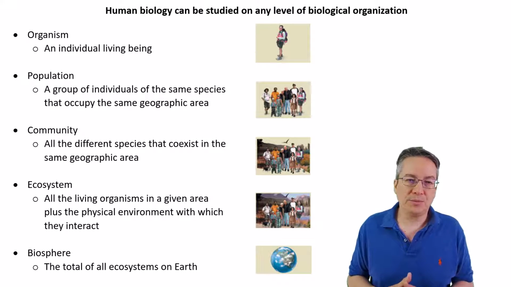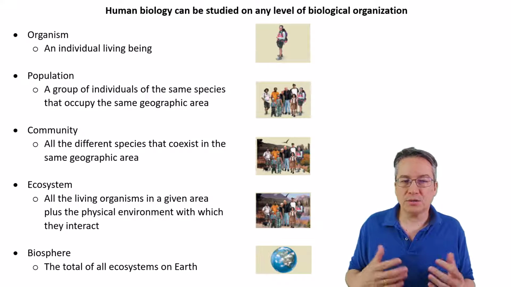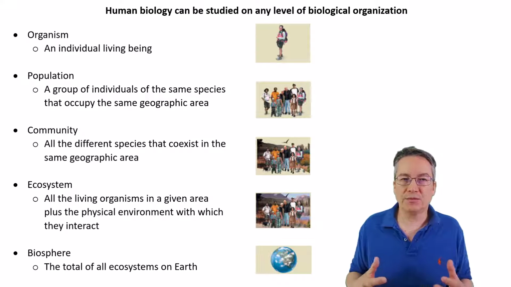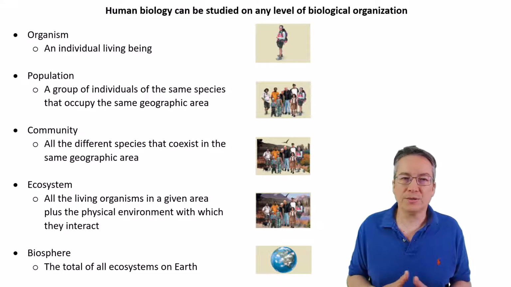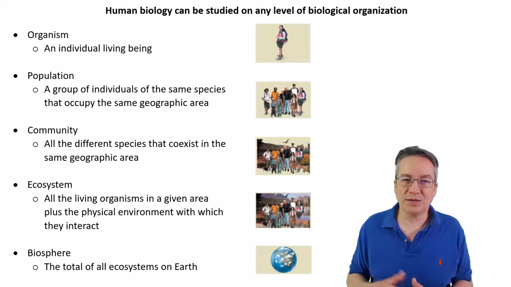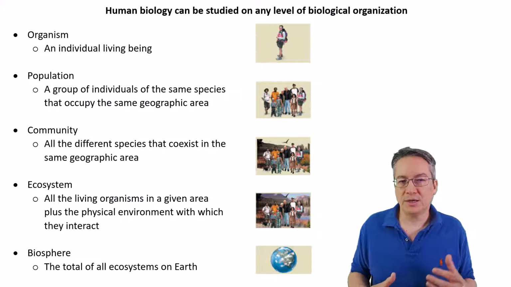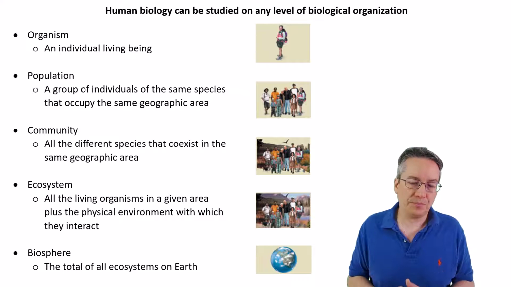The next level is the community. This is all the different species that coexist in the same geographic area. So, for example, if you live in a city, you have a number of humans that live there, but you also have squirrels, you have birds, you might, depending on the climate, have lizards, you certainly have insects. You also have plants, trees, and so forth. So all of these different species, and we should include bacteria also. So bacteria, plants, animals, all living in one geographic location would constitute a community.